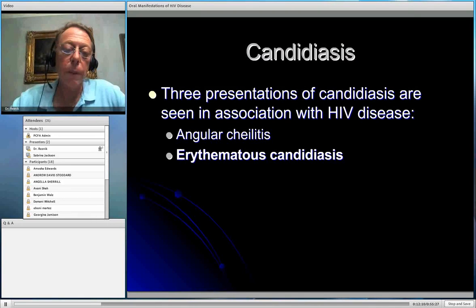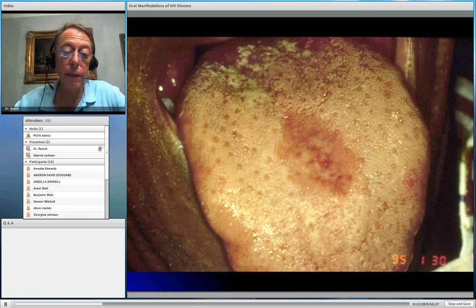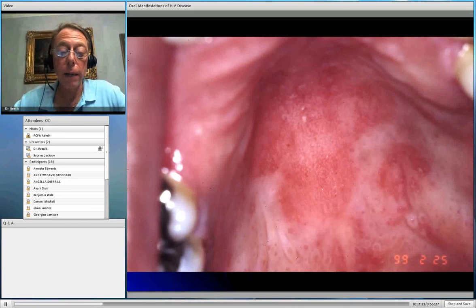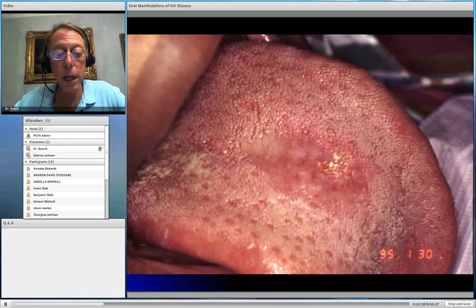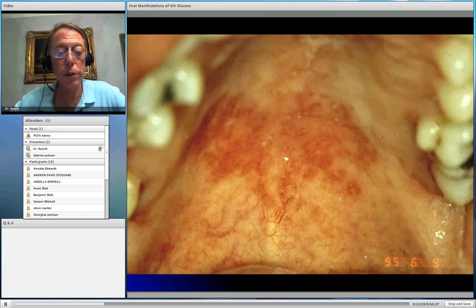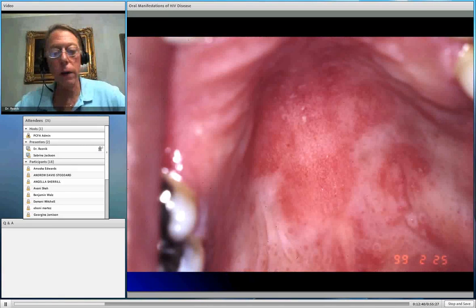The other one I'd like to talk about is erythematous candidiasis, which is probably the most overlooked oral lesion that we see in association with HIV. It presents as a red, flat, subtle lesion, either on the dorsal surface of the tongue and or the hard palate. Patients will complain that their mouth burns or their tongue burns, especially when having salty or spicy foods or acidic beverages such as orange juice or grapefruit juice. This is a kissing lesion, so if you see a lesion on the dorsal surface of the tongue, take a look up at the hard palate and see if you see a matching lesion.